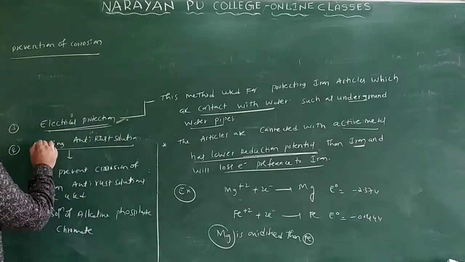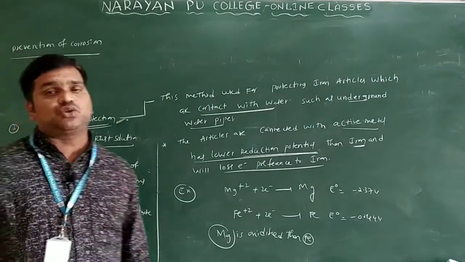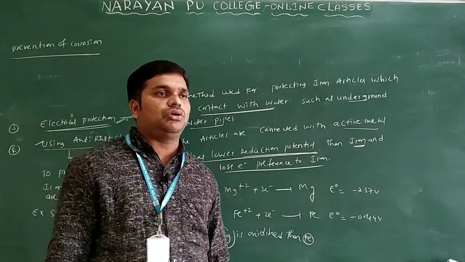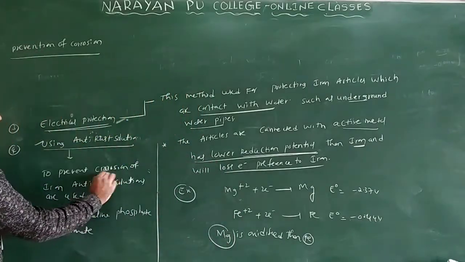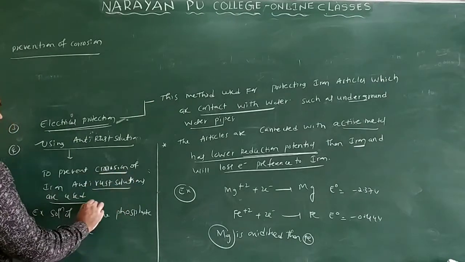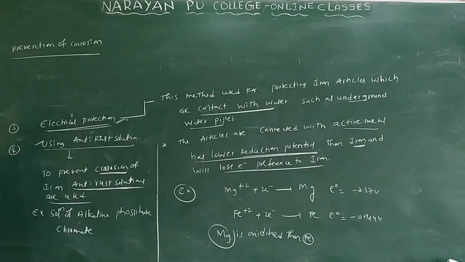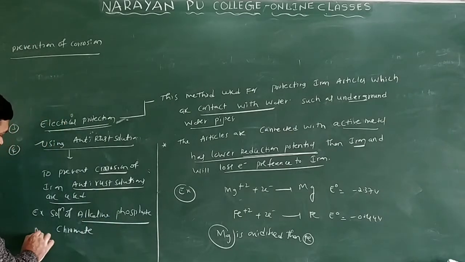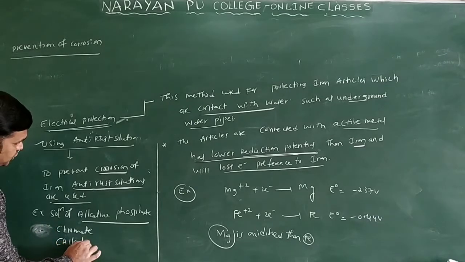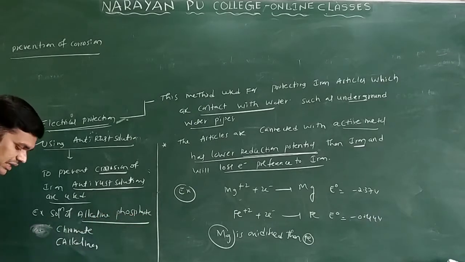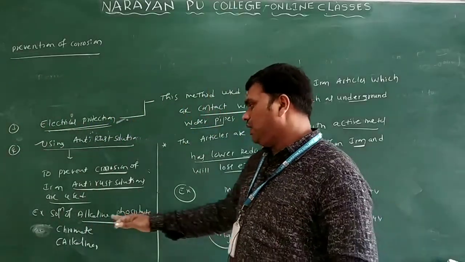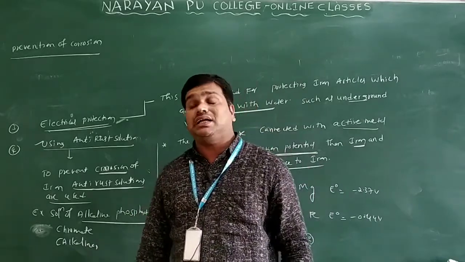The last method we have is using anti-rust solutions. By using these anti-rust solutions, we can prevent corrosion. So to prevent corrosion of iron articles, anti-rust solutions can be used. What is an example of an anti-rust solution? Alkaline potassium phosphate or alkaline chromate solution. The iron article can be dipped in this alkaline phosphate solution or alkaline chromate solution.